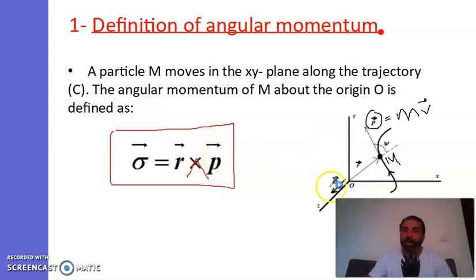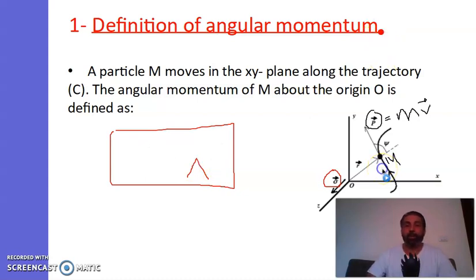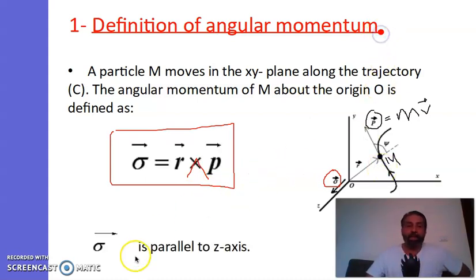So sigma here is a vector perpendicular to the xy plane, right? So it is parallel to the z-axis. So sigma is a vector parallel to the z-axis. Now what's the magnitude of this vector?